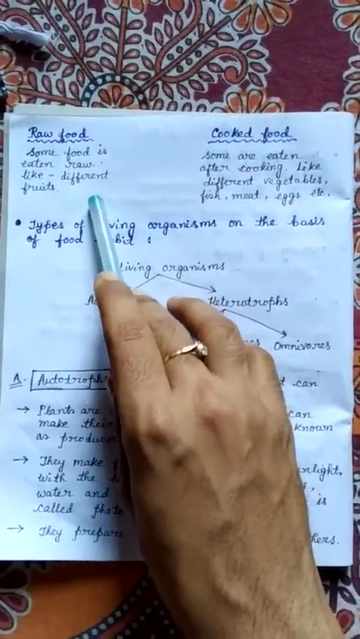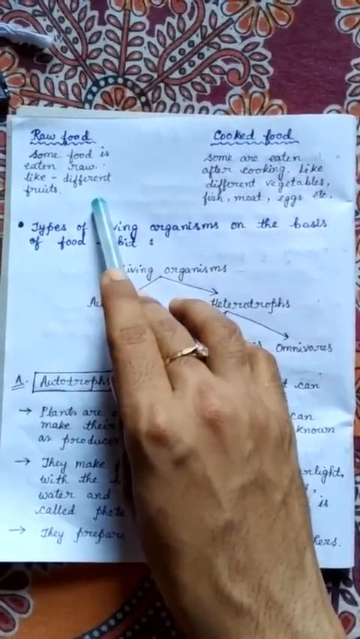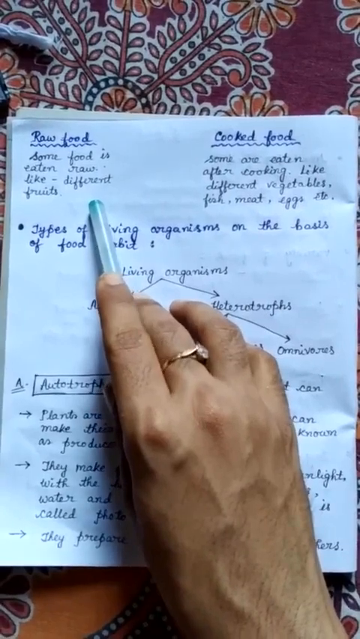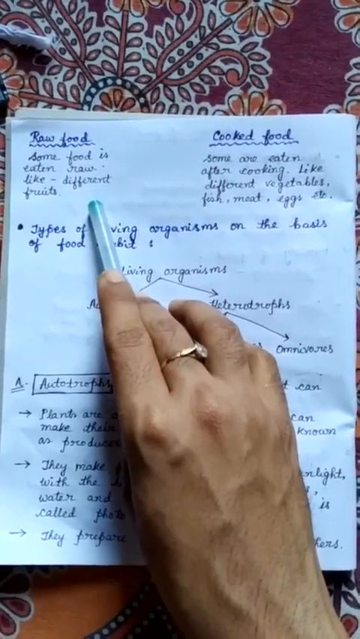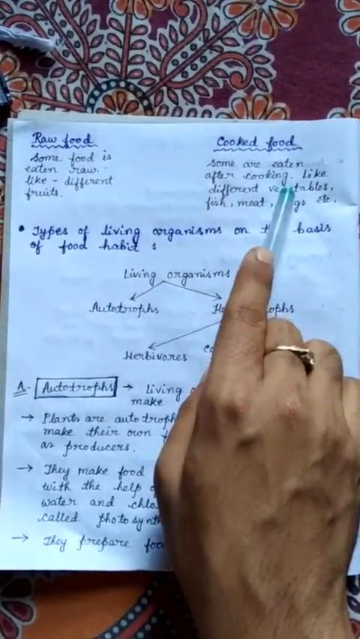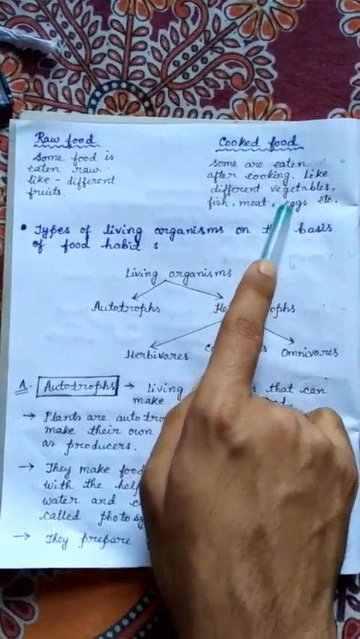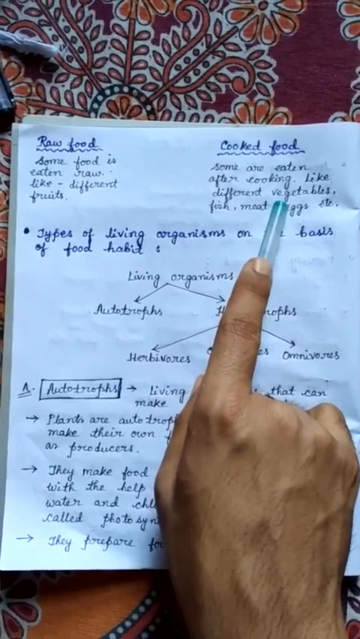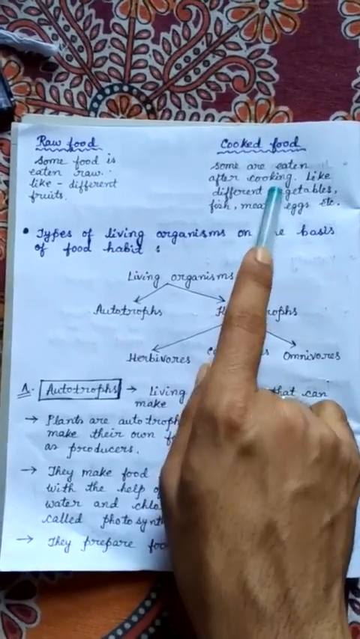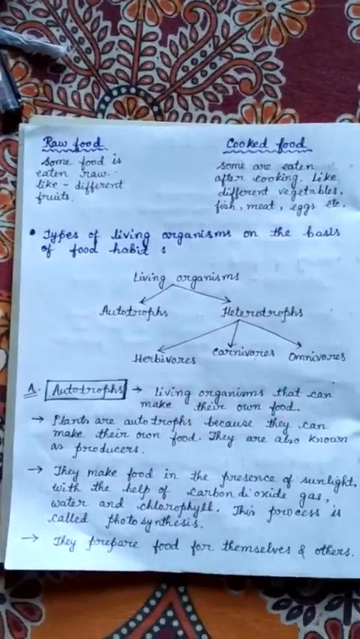Raw food means the food which is eaten raw. They are called raw food. For example, different kinds of fruits and some vegetables. And cooked foods means when vegetables, meats, eggs are eaten after proper cooking or boiling, they are called cooked foods. Okay.